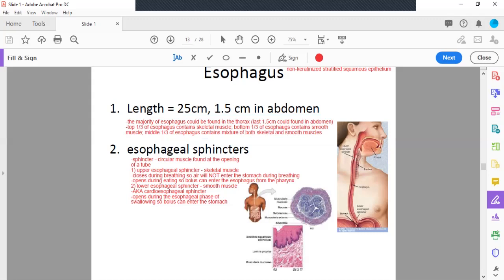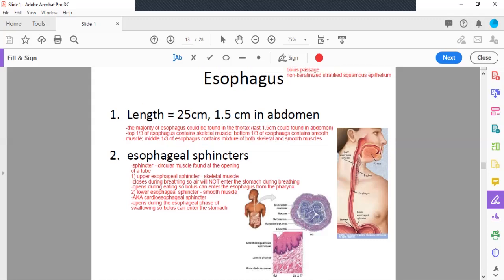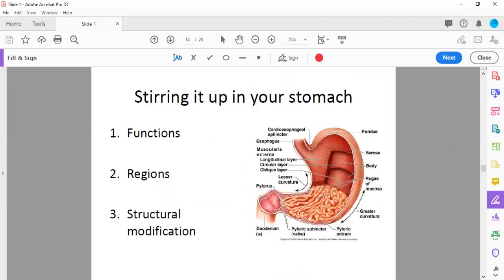And before I go on, you're probably wondering what exactly is the function of the esophagus? It's a passage. That's all it is. There is mucus in the esophagus that helps to lubricate the movement of the bolus from the pharynx into the stomach. So the esophagus is a passage that connects the pharynx and the stomach. All right, moving on to the stomach.